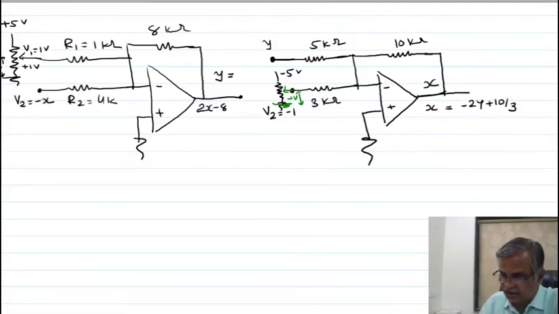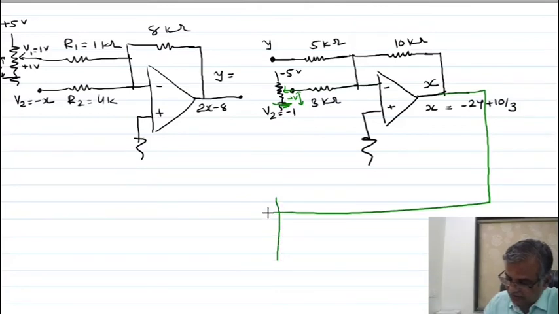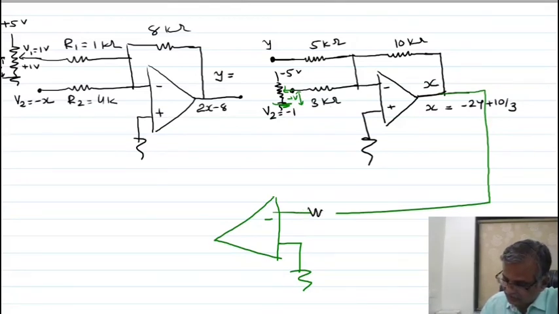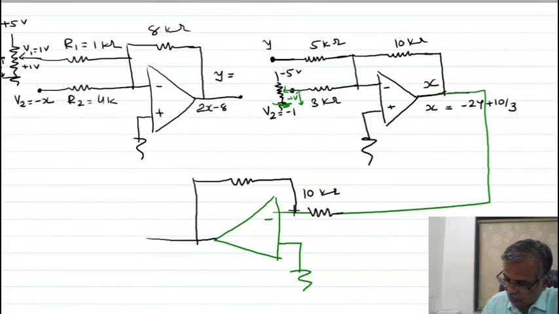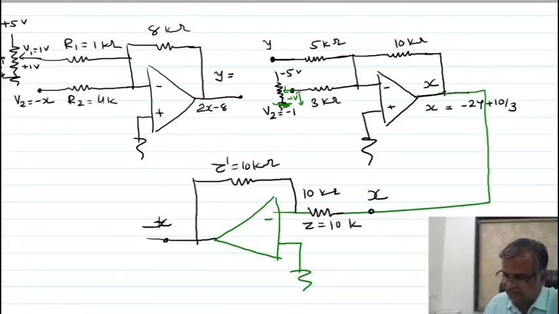So what I did? I'll take the output from this and give it to the inverter circuit. This is your inverter circuit, minus, this is a plus. Here I will take some resistors, say 10 kilo ohm, and the feedback resistor here is also 10 kilo ohm. So if your input is X, you will get output minus X.